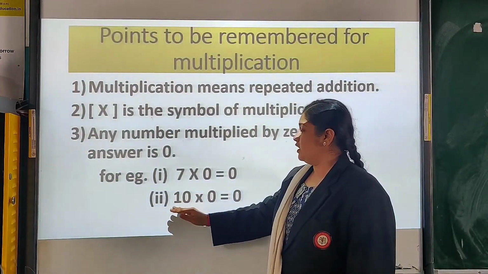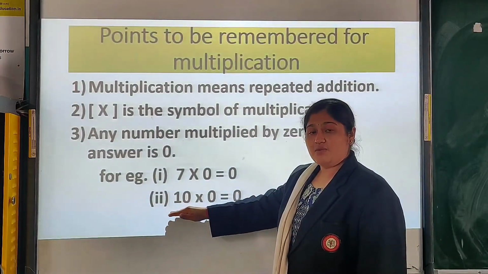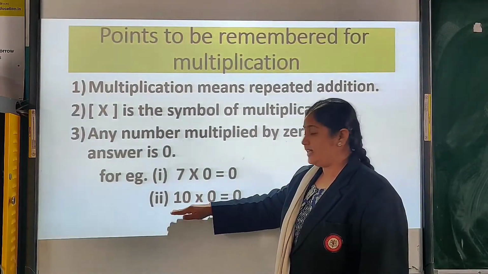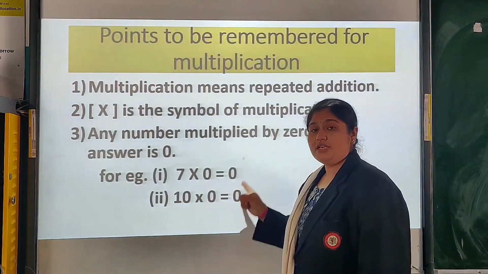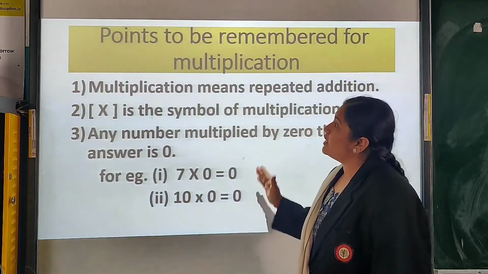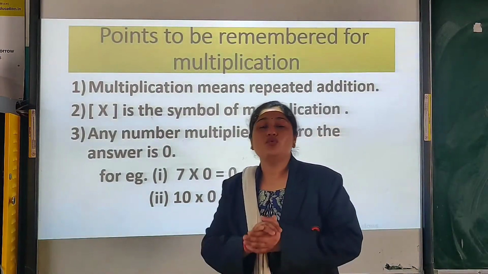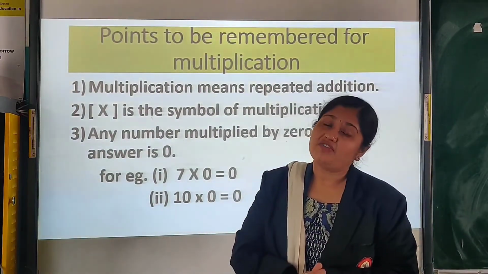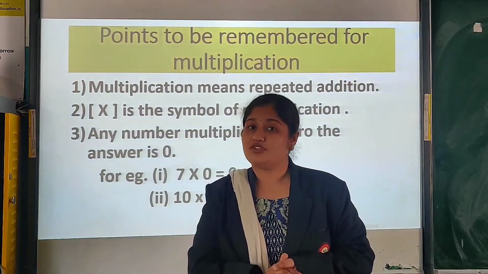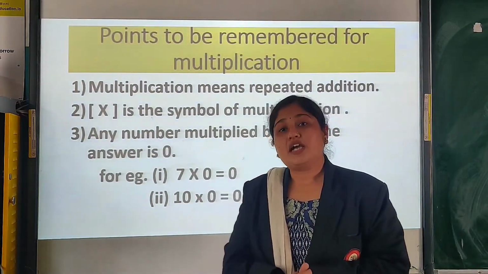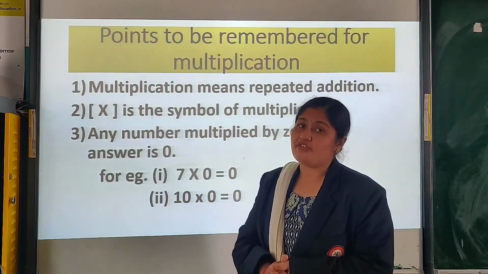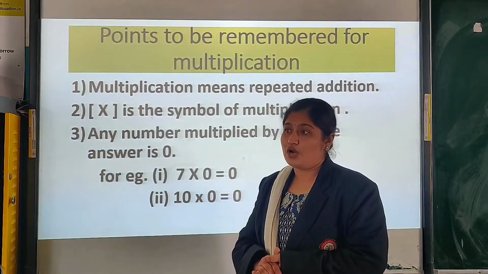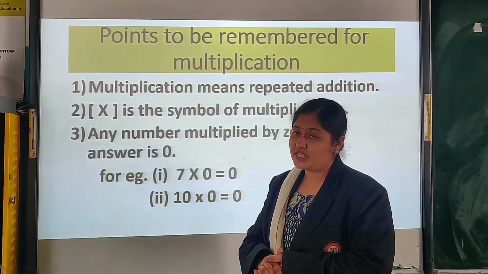Once again, now the number is 10. Any number, that means जो number है वो कौन सा है? 10. If we multiply this 10 to 0, the answer will be 0. Right? So my dear students, on the new page, yes, after the completion of chapter 3, that is fraction, take out a new page. New page पे आपको date लिखनी है from the attached PDF. Okay, you have to write down a date from the attached PDF.